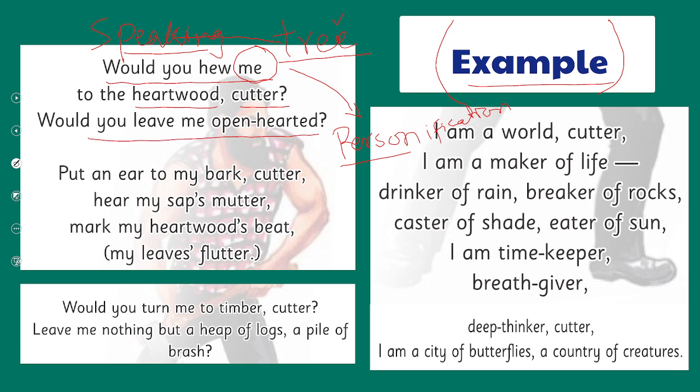Would you leave me open hearted? So here the whole poem is actually a personified poem because a tree is telling his story. Put an ear to my bark cutter, hear my sap sputter, mark my heartwood's beat, my leaves flutter. So here you can see the examples of personification. The whole poem is actually based on personification, and in this a tree is personified who is telling his story, how one man is coming to him and now he tried to cut him out.